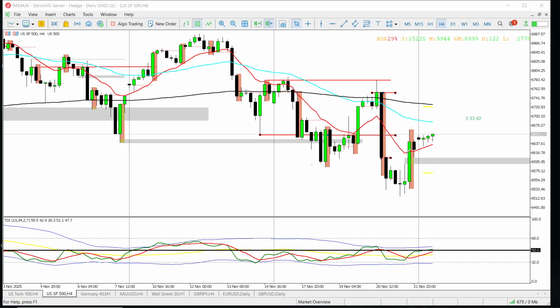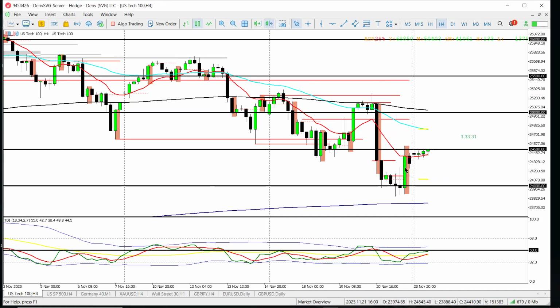So I'll keep this point of interest on H4 as my main point of interest. I won't go to a smaller time frame than this. On Nasdaq, you can see there's no imbalance. All right, so that's my view on these two.